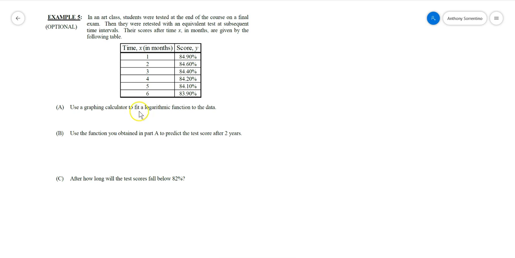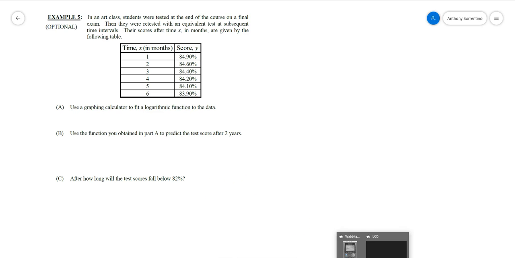Use a graphing calculator to fit a logarithmic function to the data. Use the function you obtained in Part A to predict the test score after 2 years. And how long will the test scores fall? After how long will the test scores fall below 82%? So let's have a look at this.